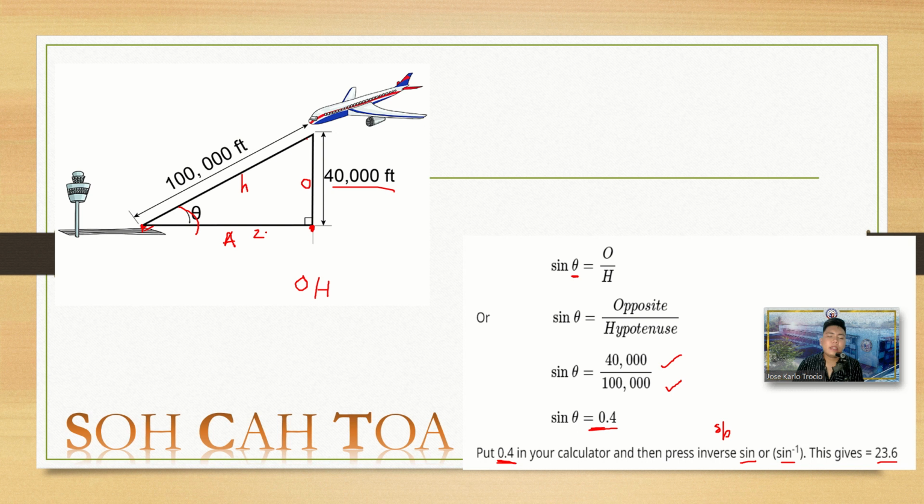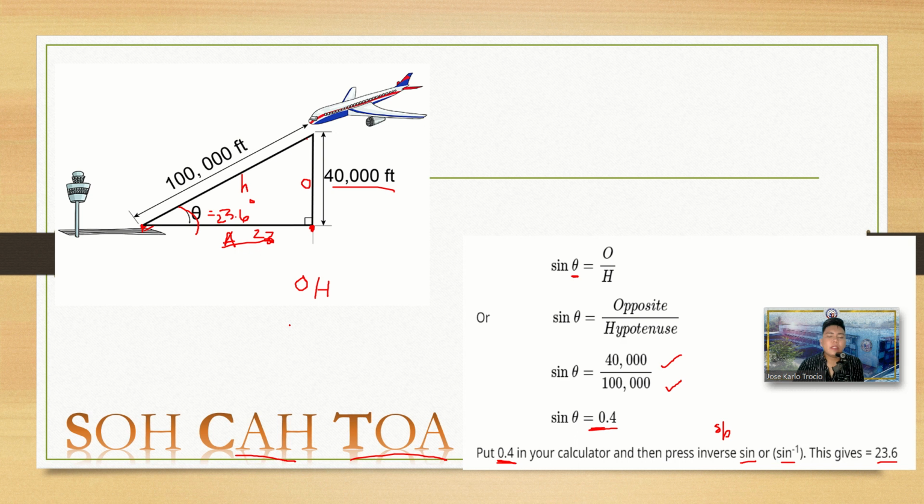Okay, this is the distance of the adjacent, 23.6. Did we get it right? No. This is not the adjacent distance, but this is the angle. I'm sorry. The angle is 23.6 degrees. Well, in finding the adjacent, you can use either cosine or tangent.